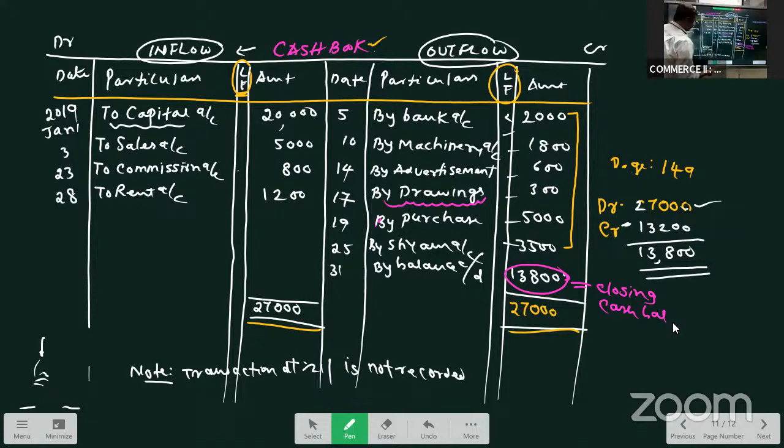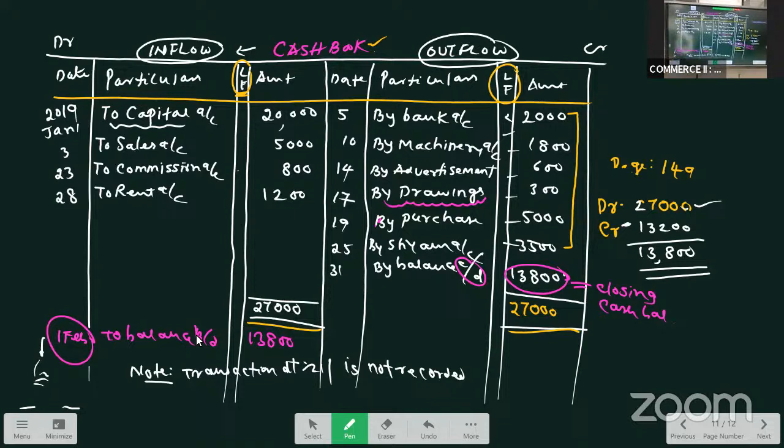The closing balance in January will be the opening balance for February, no? To balance brought down 13,800. This closing balance for the month of January will become the opening balance for the month of February. Right? So remember, closing is always carried down and opening is always brought down. So we have completed one simple column cash book.